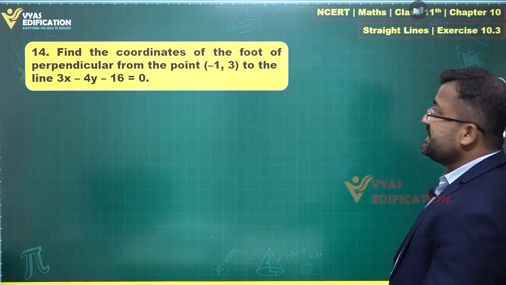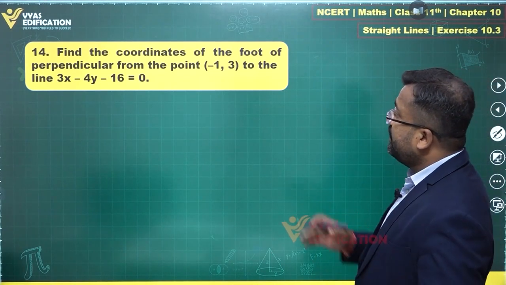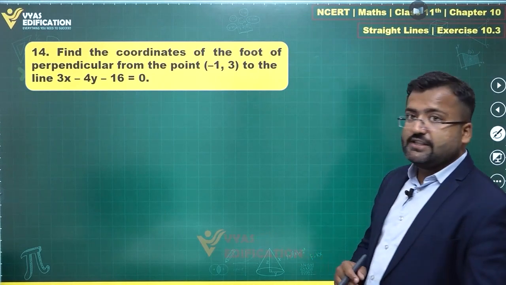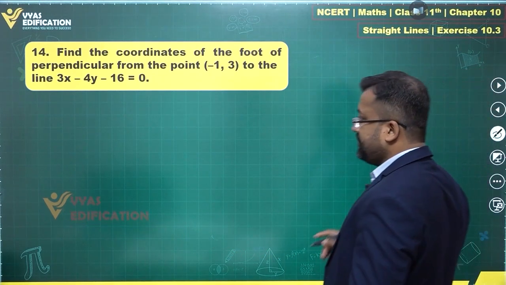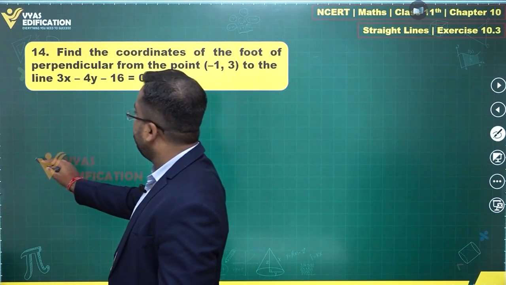The 14th question says, find the coordinates of the foot of perpendicular from the point this to the line this. Okay, foot of perpendicular from the point this to the line this. Pretty interesting, very important question, right?